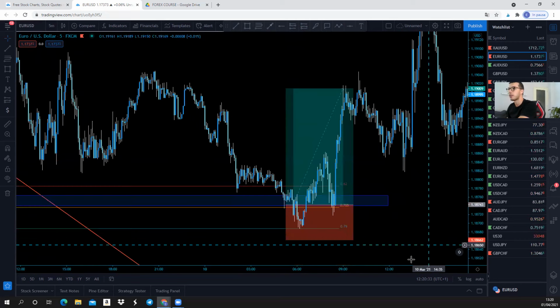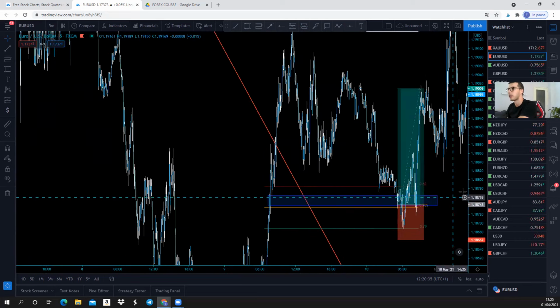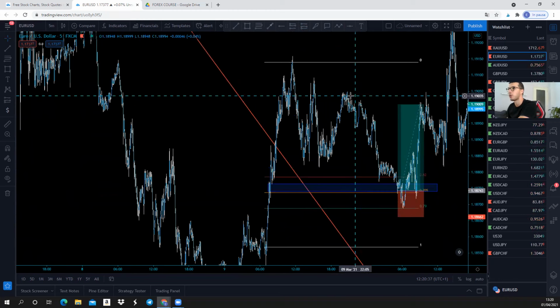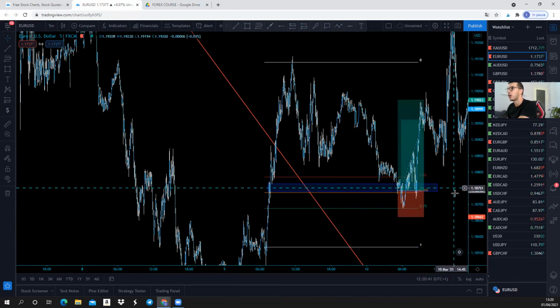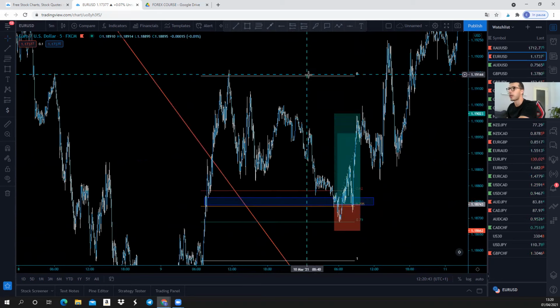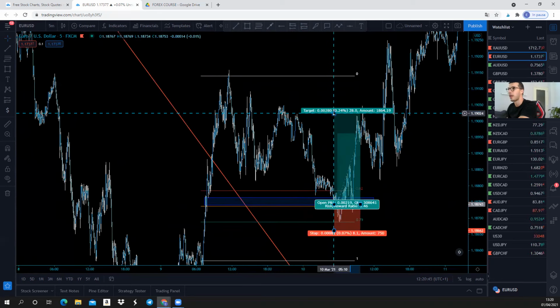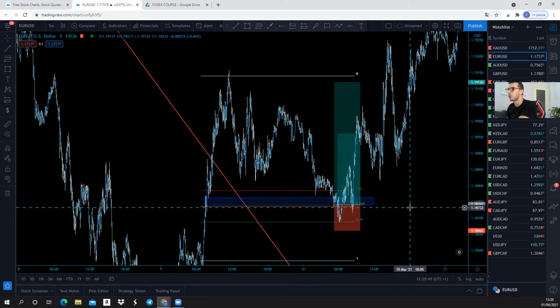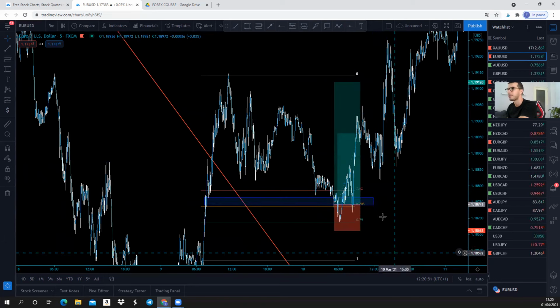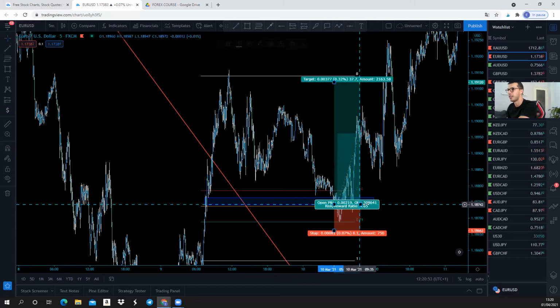3.2 risk to reward ratio, which is great. We are targeting, or we're not even targeting the previous size. Well, we could target this previous high right here, which was reached. 3.5 risk to reward, or we could actually target the zero level, which is almost one to five risk to reward ratio, right? And of course, it was hit.